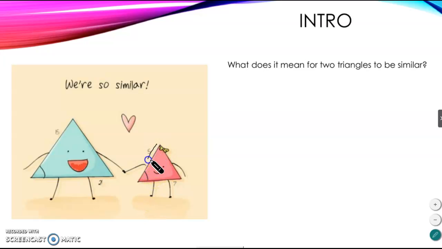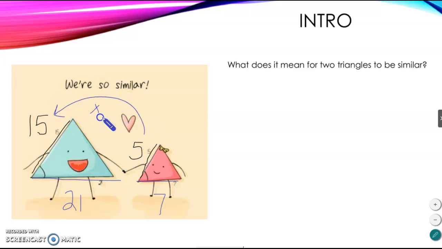So we have this left-hand side of each of the triangles, and as I said before, the larger one is 15 and the smaller one is 5. Then we also have the bottom side. It says 21 there, I'll put it here so we see it nice and big, and also a 7. And if you notice, the blue triangle on the left is actually 3 times as big as the pink one on the right. If I multiply 5 times 3, that gives me 15. And if I multiply 7 times 3, that gives me 21.